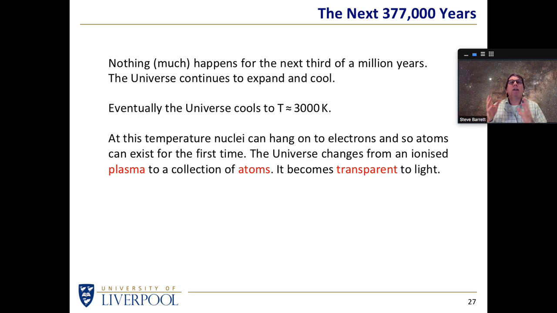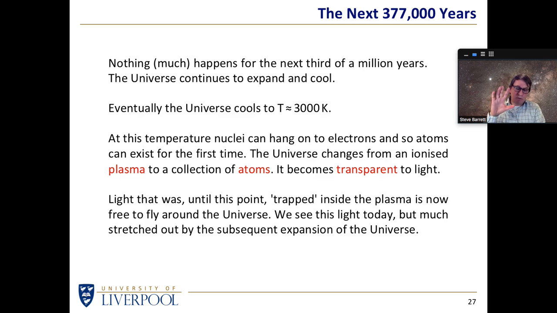And the universe changes from being an ionized plasma with lots of positive and negative charge everywhere to being this ordered collection of atoms with a positive nucleus and negative electrons. And this is the first time that the universe becomes transparent. A plasma is effectively opaque. A photon of light can't really travel through a plasma without interacting with all of that positive and negative charge. But now we've got electrically neutral atoms, the universe is transparent, and for the first time, photons can go flying through the universe.